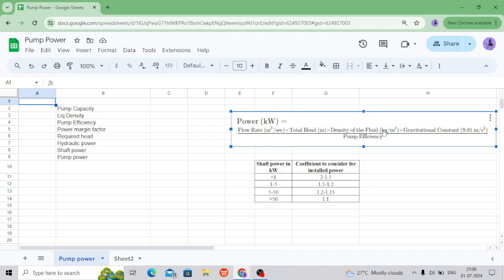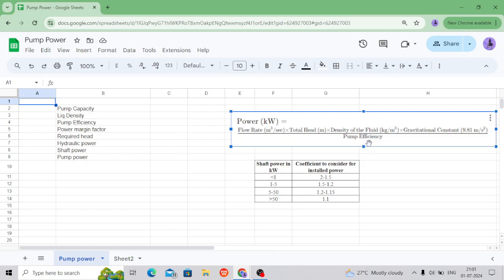Then the fourth term is gravitational constant, which is very well known to you. The value of gravitational constant is to be taken as 9.81 meter per second square. And the last term is the pump efficiency, which is the ratio of the useful work performed by the pump to the work supplied to the pump. As you all know, efficiency is a unitless value which ranges between 0 to 1 and is often expressed in the form of percentage.